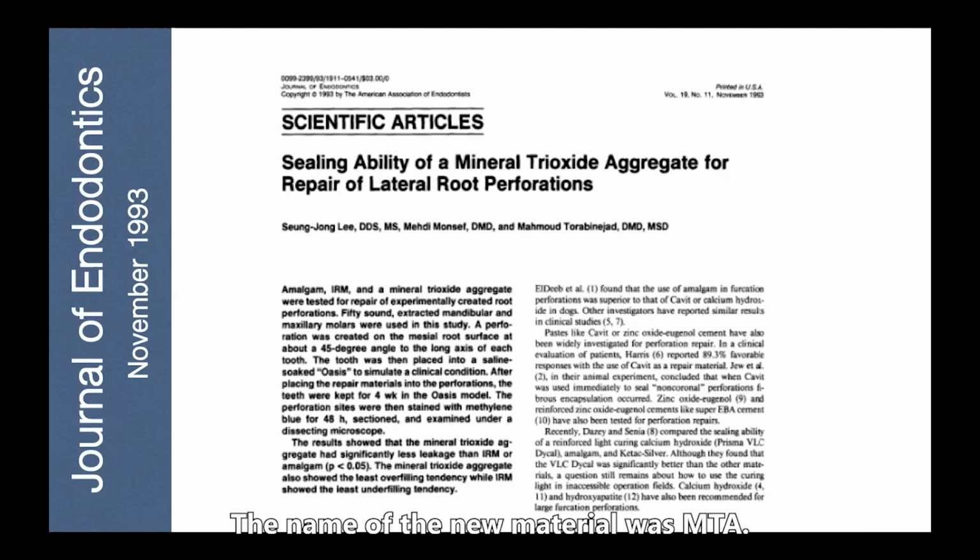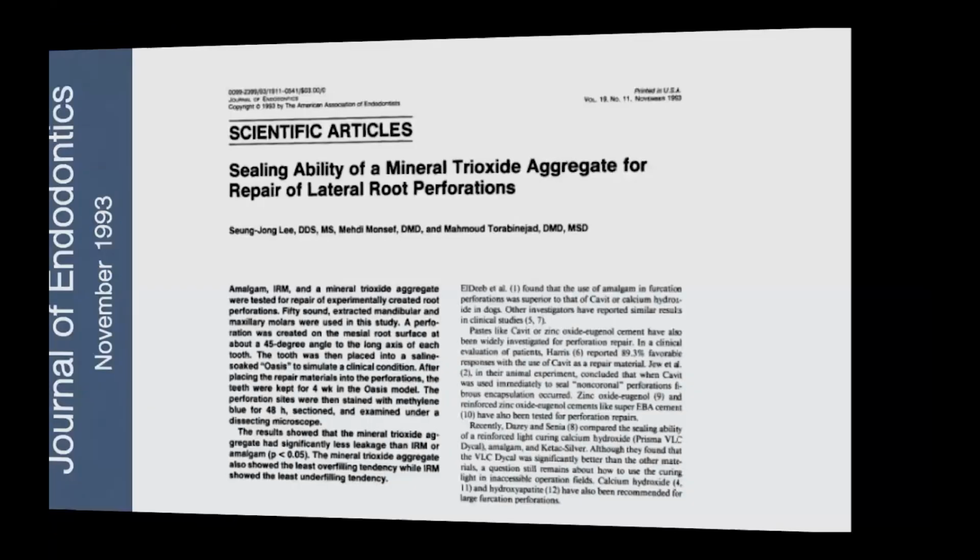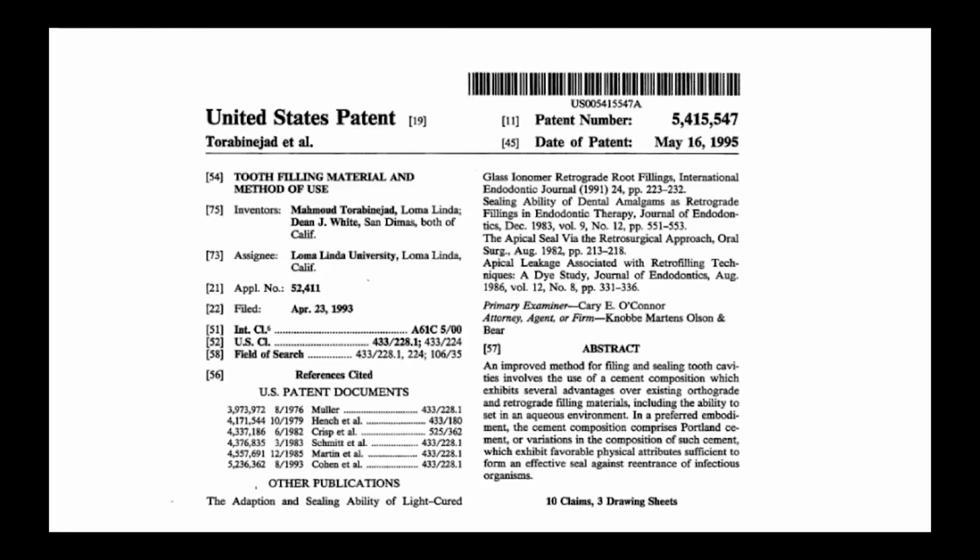The name of the new material was MTA, and the result indicated that it shows a significantly better sealing effect compared to other tested material. At this time, the terminology sounds a little bit strange, but it gained lots of attention from dentists. In 1995, a US patent for the material was approved, and MTA is then ready to be used clinically.